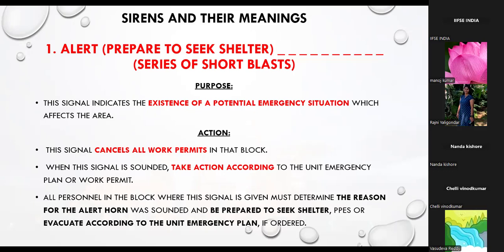Now here, this unit emergency plan: if you have a big manufacturing unit or a construction site with different departments and the emergency is in one particular department, then we need to follow that particular department's emergency plan. Then all the personnel in the block where the signal is given should determine the reason for the alert. Whoever that unit is, they should know the purpose of this horn. Then they should be prepared to seek shelter, use PPE, or evacuate according to the unit emergency plan if ordered.